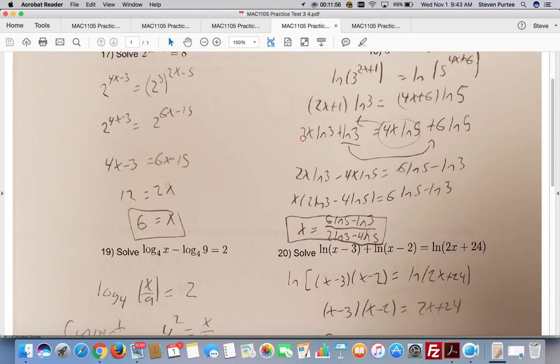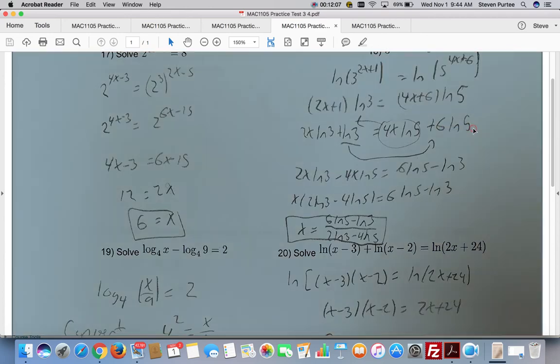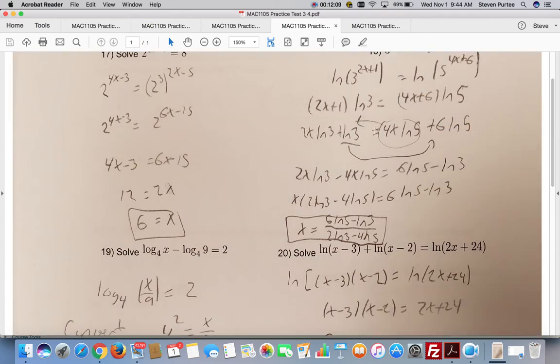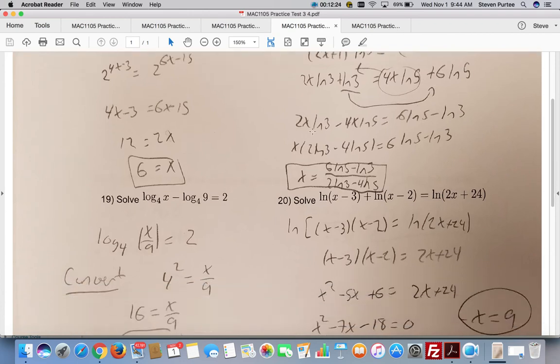Now I have 4 terms. 1, 2, 3, and 4 terms. 2 of those terms have x's in them. So I'll move this 4x ln of 5 over to the left to be with his buddy. And I'll move the ln of 3 that has no x in it over to the right to be with his buddy. All the x's are on the left, all the non-x's are on the right.